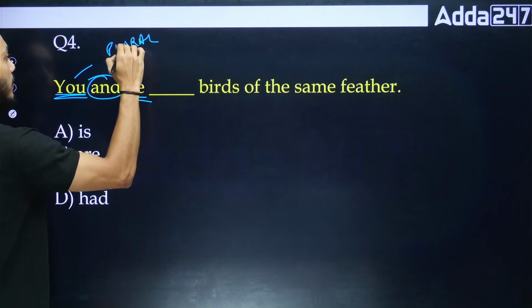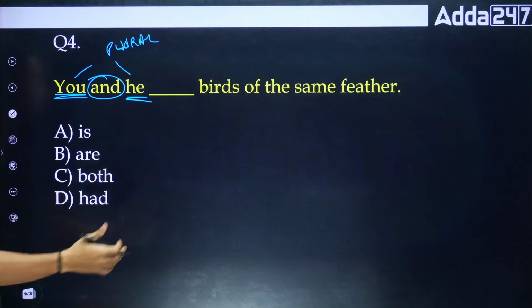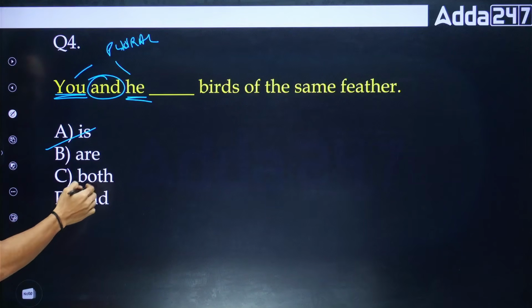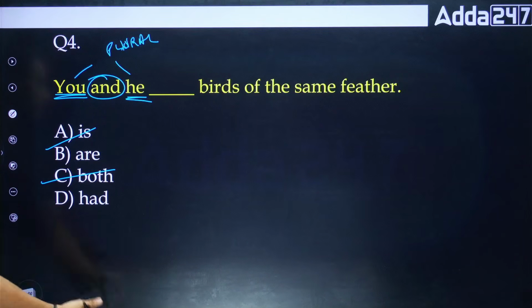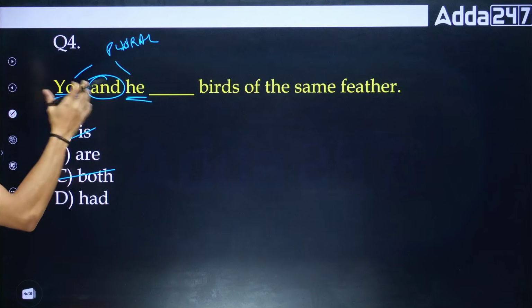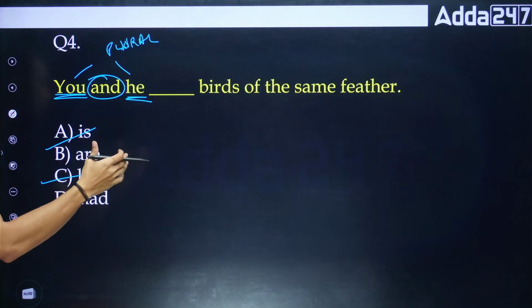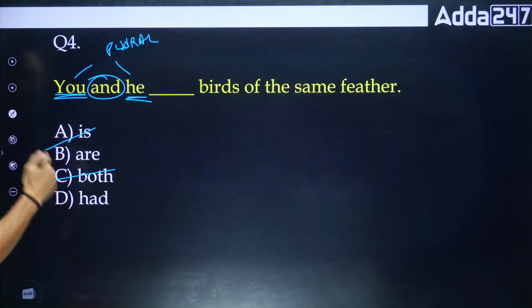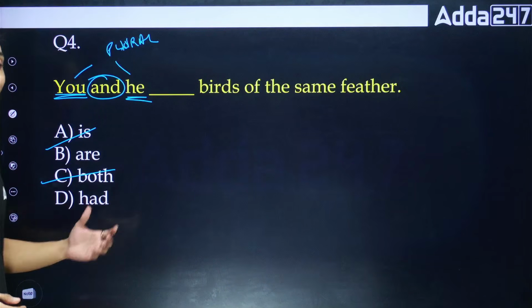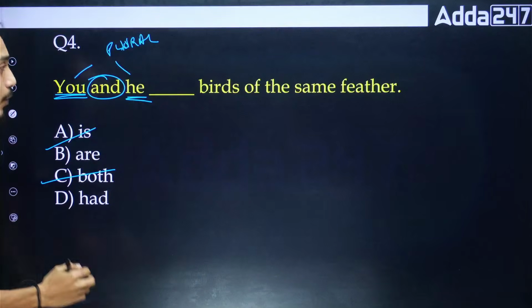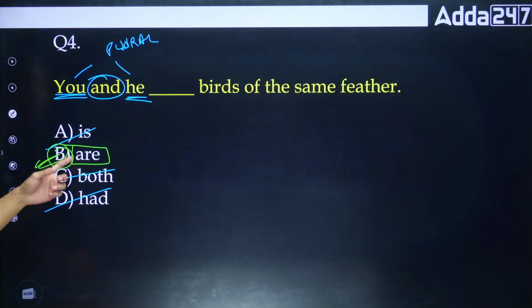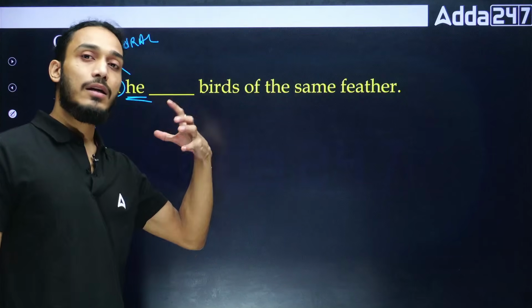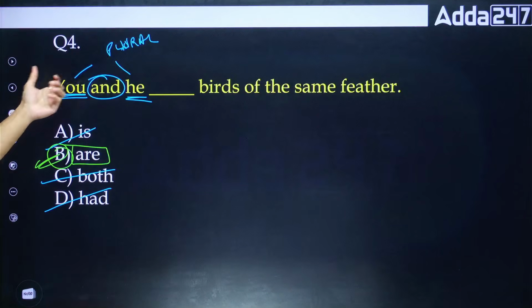Why? Because the topic has become plural. The subjects are more than one now. So therefore I cannot write is. I cannot write both, because you and he already means both. Both birds of the same feather. We don't speak like that, you and he both. If I'm saying you and he, that means I'm referring to two people, that means both. I can say both of you, but I cannot say you and he both. Now, had birds? No, I'm not saying they had birds, that they possessed birds. That's not what I'm going for. What I'm saying is that both of them have similar traits. That means they are birds of the same feather. Are is an auxiliary verb that you can use with third person plural subjects and also with second person plural subjects. So here are is the word that is applicable.